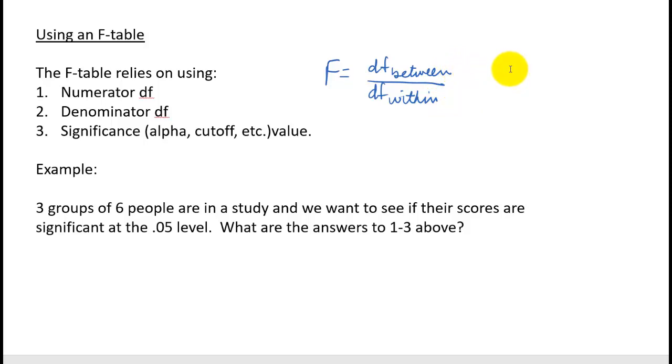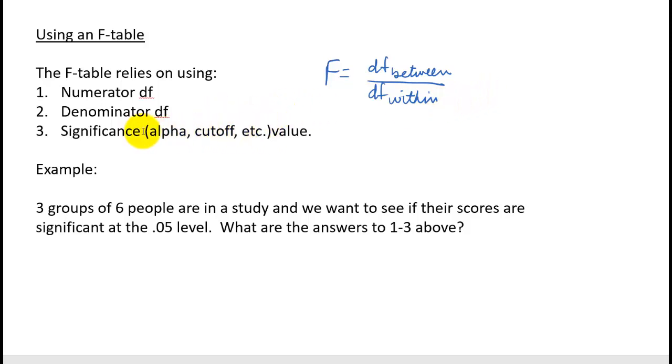So if you had 3 groups of 10 people, let's say, the degrees of freedom between would be 2, because that's 3 groups minus 1. The degrees of freedom within, with 10 people in each group, would be 9 plus 9 plus 9 is 27. So the degrees of freedom within would be 27. I'm pretty sure I said 3 groups of 10. If I didn't, I messed up and I recovered with the 10.